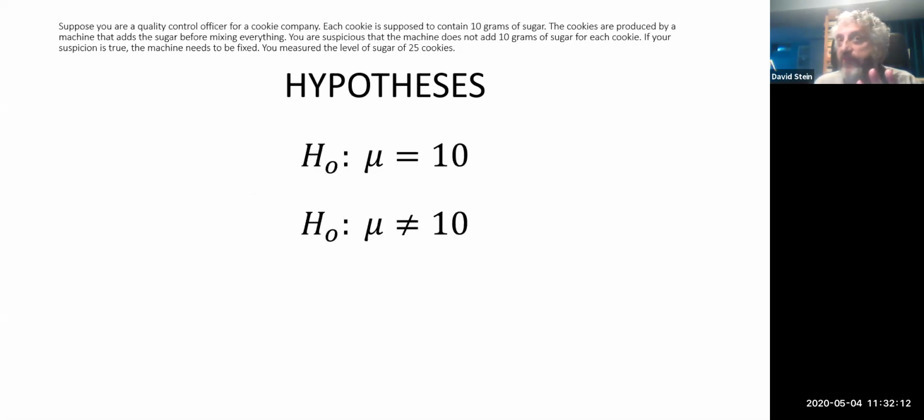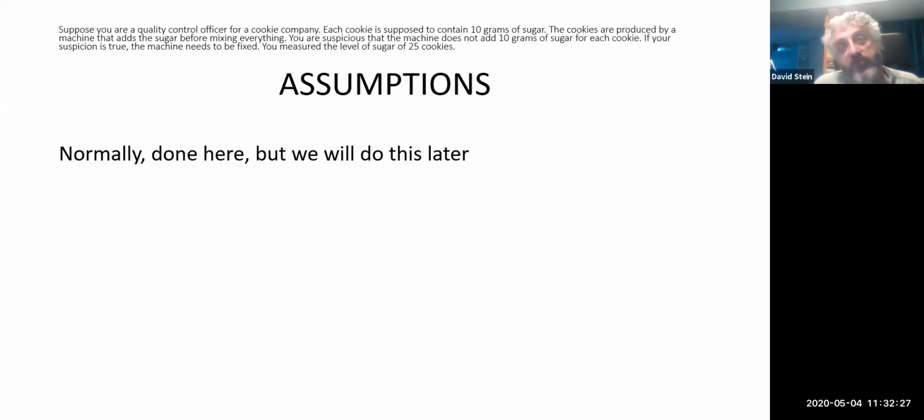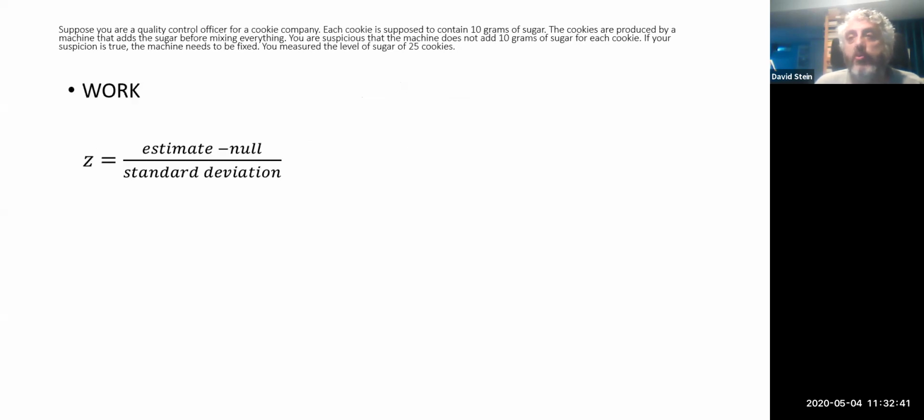All right, you remember there are 5 steps to doing this, right? Hypotheses, assumptions, work, decision, and then conclusion. Okay, so I've just done 1, hypotheses. Only 4 more. Second is assumptions. Normally we would do these here. I'm going to return to these after I explain to you the basic mechanics of doing a means test, but we would do assumptions here normally. We'll return to that. Okay, so now let's talk about the work.